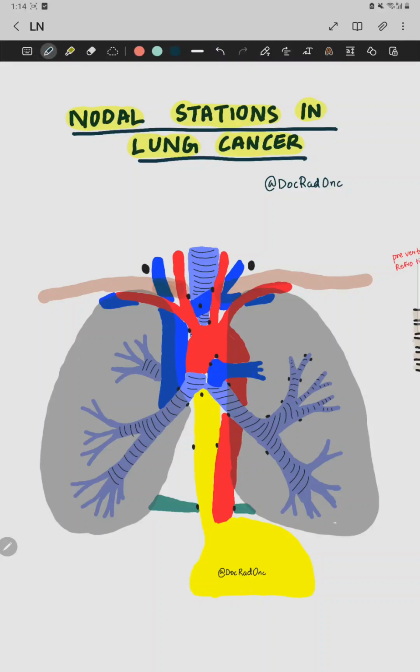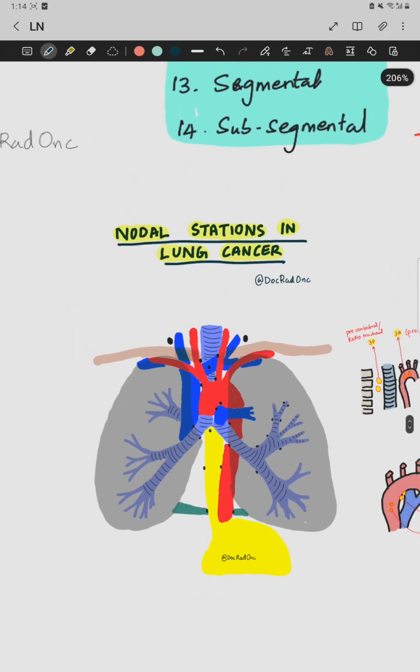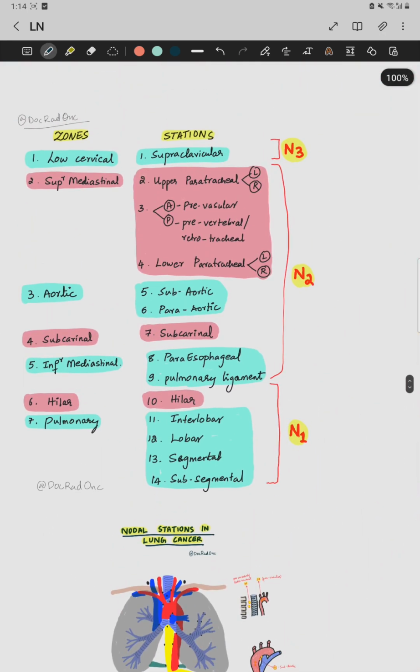So I'll be talking about the nodal stations in lung cancer today. Before that, I would like to clarify that the nodal stations and zones are different. So this is how it is classified into zones and stations. We have 7 zones, and the subdivisions within those are called stations.